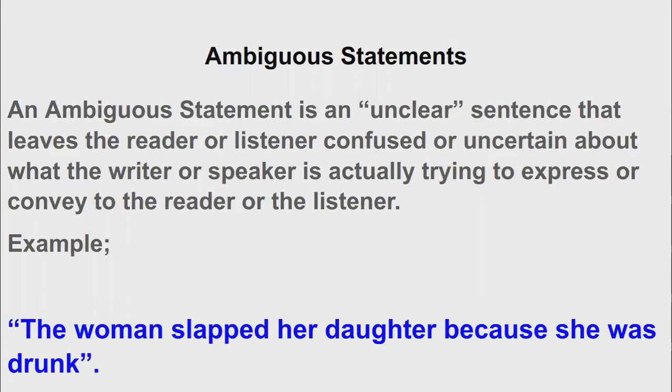Now, on screen in blue, my apologies: the woman slapped her daughter because she was drunk. At this point in time, I would like any participants to tell me if, in their view, this statement is ambiguous or if it is clear and easily understood. Read it, look at it, and tell me if you think this is a clear statement or an unambiguous statement. So I'm asking for feedback.